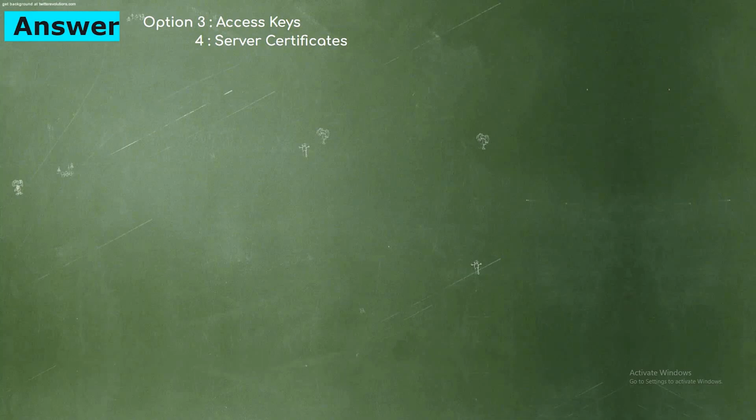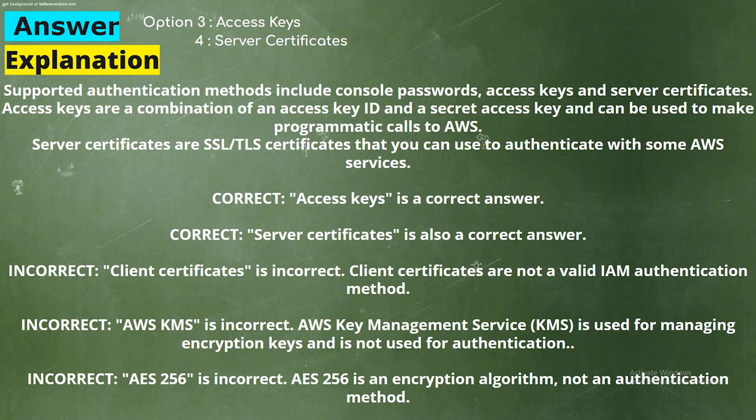Server certificates. Explanation. Supported authentication methods include console passwords, access keys and server certificates. Access keys are a combination of an access key ID and a secret access key and can be used to make programmatic calls to AWS. Server certificates are SSL/TLS certificates that you can use to authenticate with some AWS services. Correct, access keys is a correct answer. Correct, server certificates is also a correct answer.